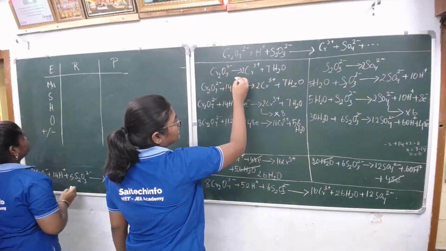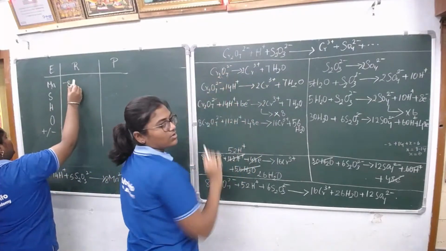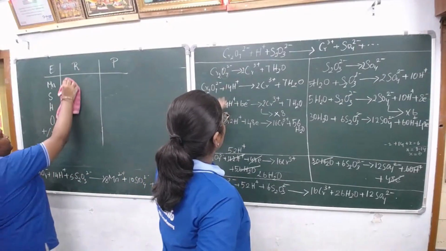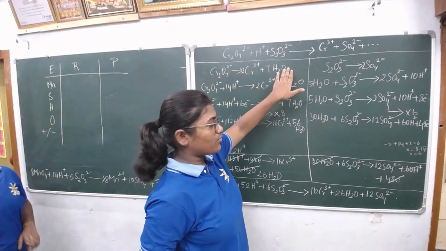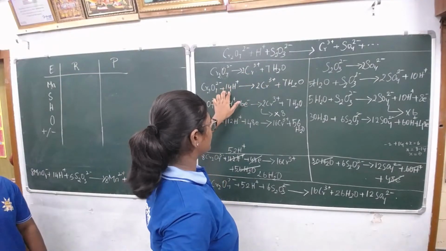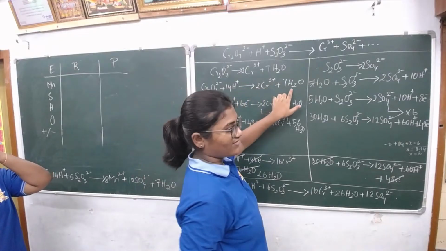Cr2O7 2 minus gives 2 Cr 3 plus 7 H2O. Priya, wait, Priya. Let us do it live. Okay. To balance the oxygen, we need to add water, sir. Next step, we should balance the hydrogen by adding H plus. So 7 to 14 H plus gives 2 Cr 3 plus 7 H2O.